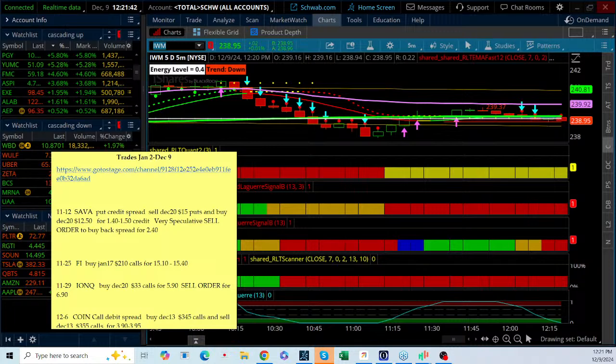What was the resistance you had on McDonald's? 302 something? Let me see. I certainly don't remember. 302.26, McDonald's resistance. It got to a high of 302.19, so it's about 7 cents away from that resistance. It's at 302.06 right now.